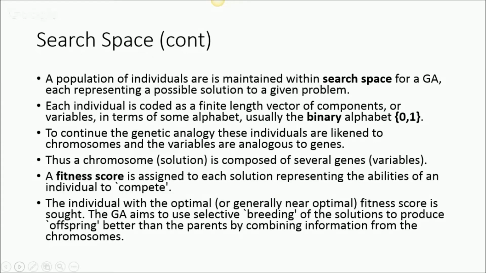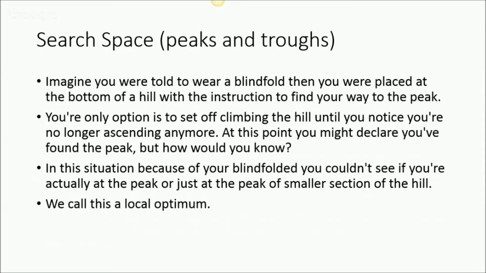For each candidate chromosome, we're going to assign a fitness score representing the ability of that individual to compete compared to other individuals. The individual with the optimal or generally near optimal fitness score is sought. The genetic algorithm aims to use selective breeding of the solutions to produce offspring better than their parents by combining the information from the chromosomes.